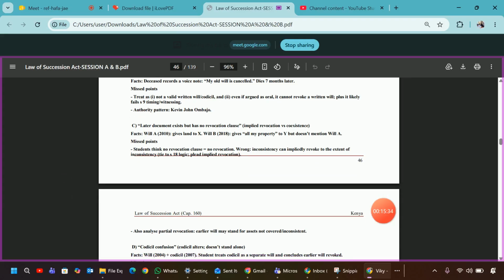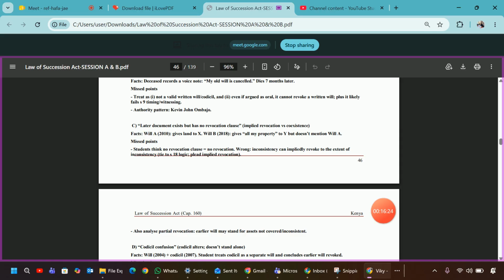C. Key point number 3: a later document exists but has no revocation clause, so implied revocation versus coexistence. The facts are that in 2010, will A was drafted. This will gives land to X. Then will B was drafted in 2018, and this will gives all my property to Y, but does not mention will A. What are the missed points? Students think no revocation clause equals no revocation. This is wrong. Inconsistency can impliedly revoke to the extent of inconsistency. Tie to Section 18 logic and plead implied revocation.